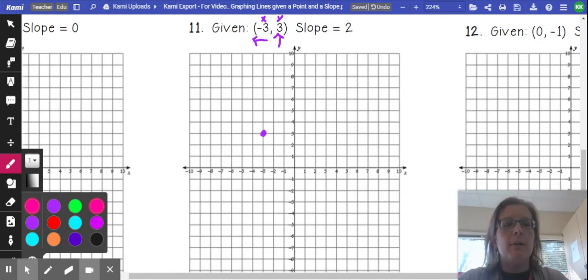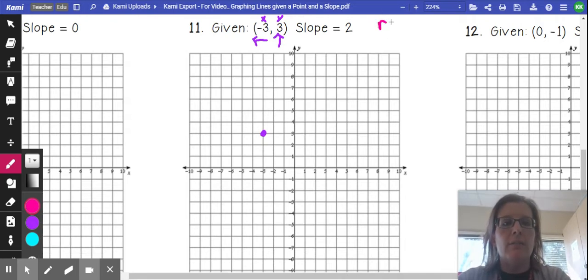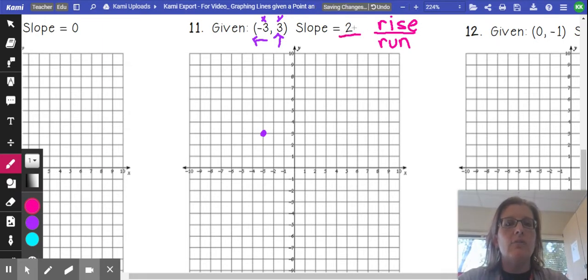But now I have a problem with my slope because it doesn't have a rise over a run. It only has one number. But we know how to take care of that. I know that I have a whole number that I need to turn into a fraction. In order to turn a whole number into a fraction, you always put a 1 underneath it. So a slope of 2 is the same thing as a slope of 2 over 1.